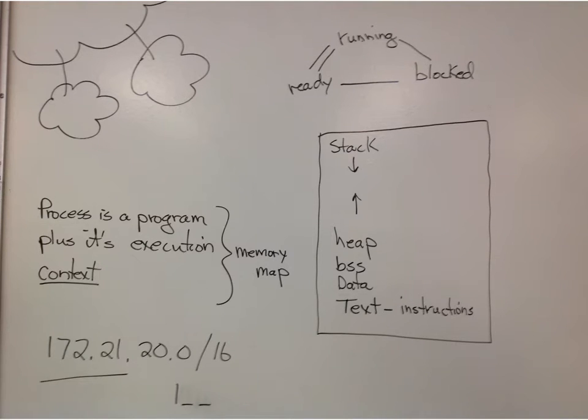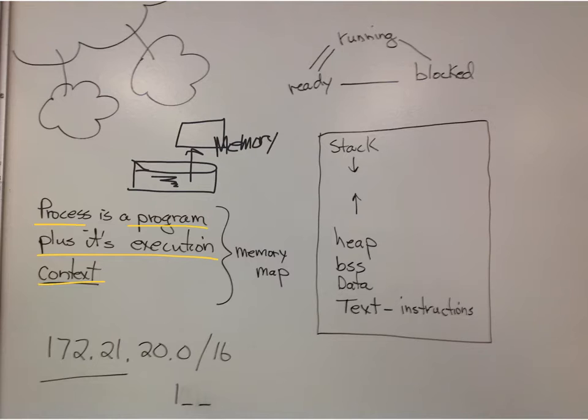Next thing we talked about is a process, which is a program plus its execution context. If we were to define a program, it would be this compiled file, the instructions and so forth, maybe stored on a hard drive or somewhere in flash. When we bring it into memory and start executing it, it becomes a process.